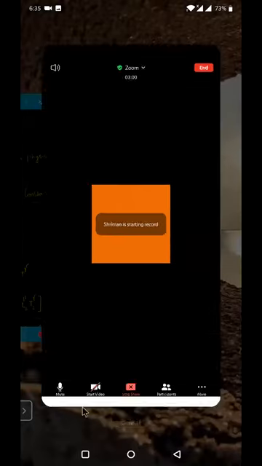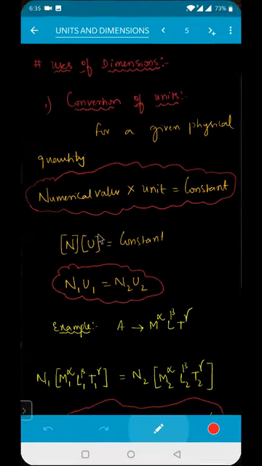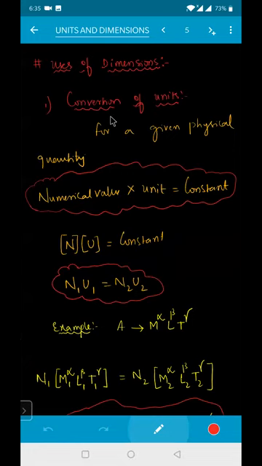I'm giving you the options, you see. Okay, fine. So what is the first use of a dimension? It is used for the conversion of units. I told you, for any given physical quantity, numerical value into unit must be equal to a constant. That is n into u is equal to constant, or n1 u1 is equal to n2 u2, or else I can write here n1 by n2 will be equal to unit u2 divided by u1.